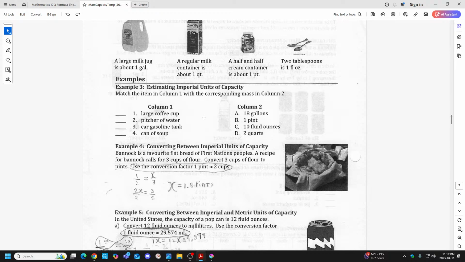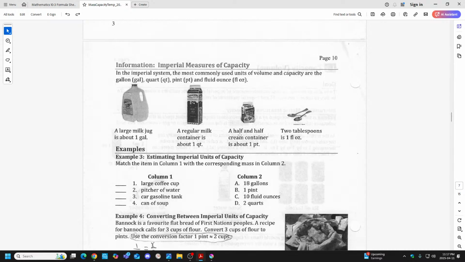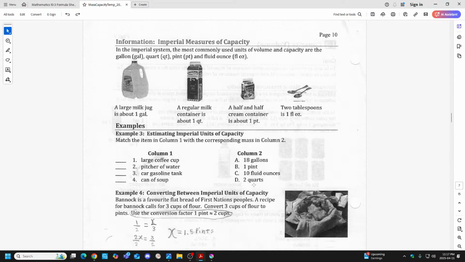Okay, so it's just a matter of figuring out the other ones. So we'll just kind of narrow it down here. Let's see, what else do we have? We have a pint, we have fluid ounces, and we have 2 quarts. Ooh, 2 quarts. A quart is, if we have a look here, 1 quart is a liter. If you're to compare it, right? So 2 quarts, that would be 2 liters. So that sounds about right. Pitcher of water. 2 liters of water. Yeah. I'm going to say 2 is D.